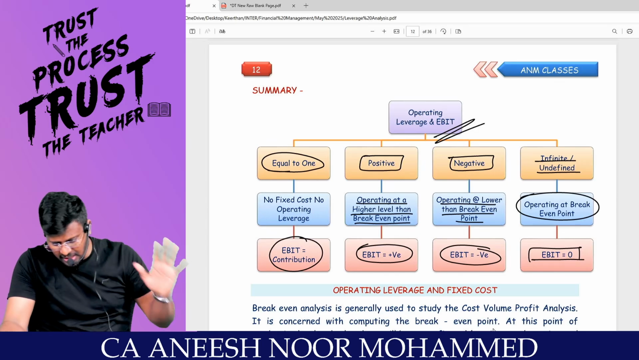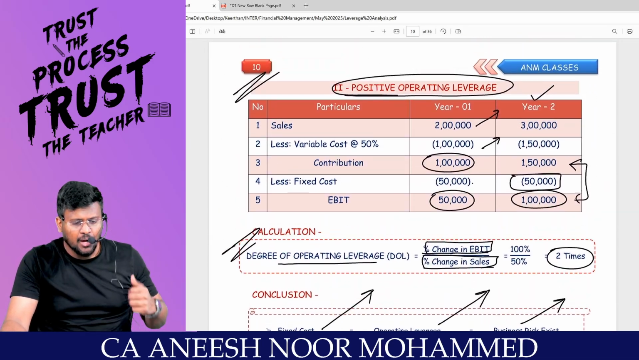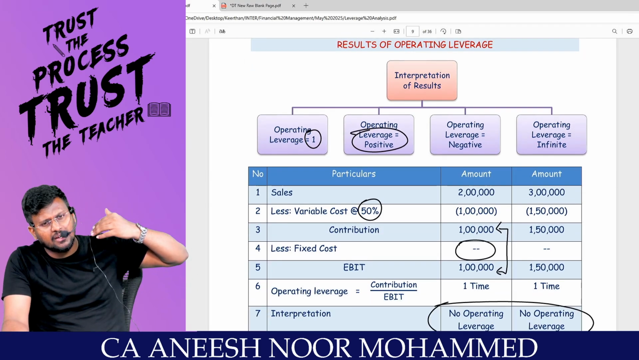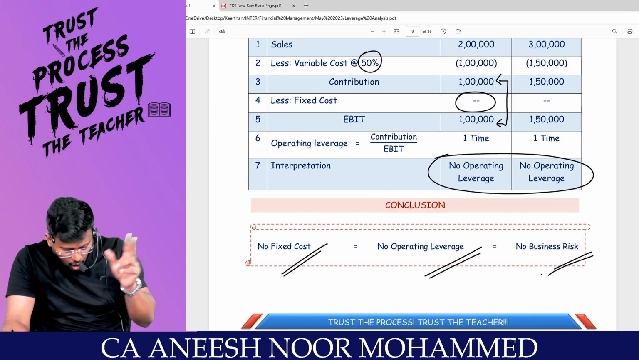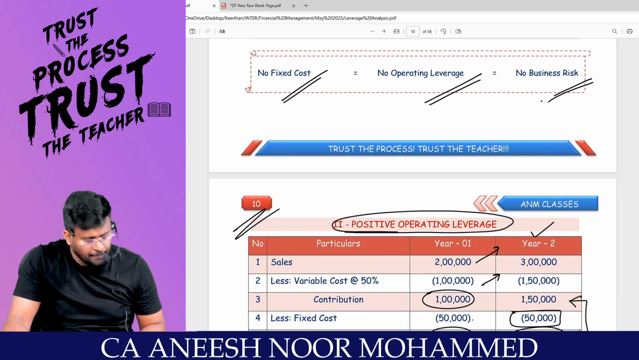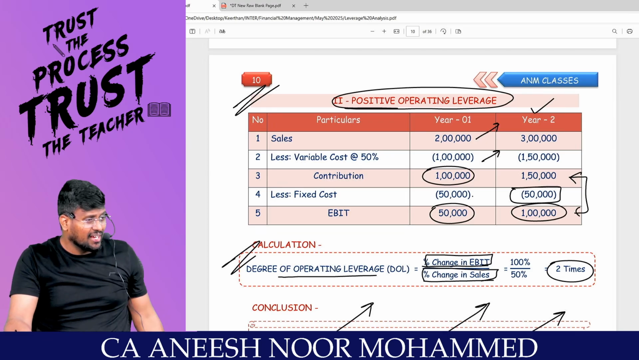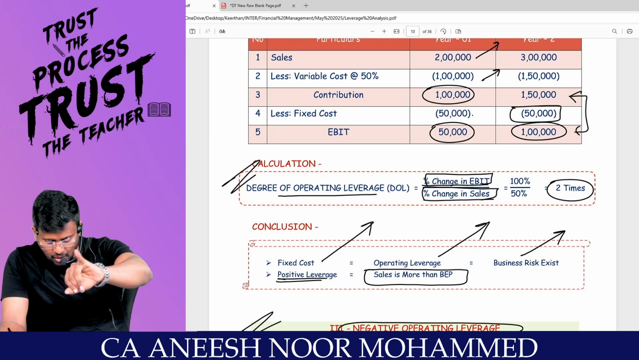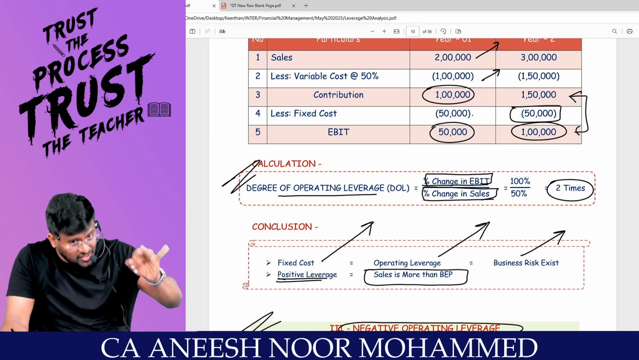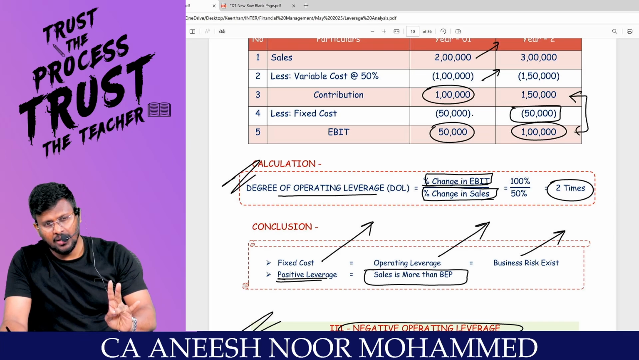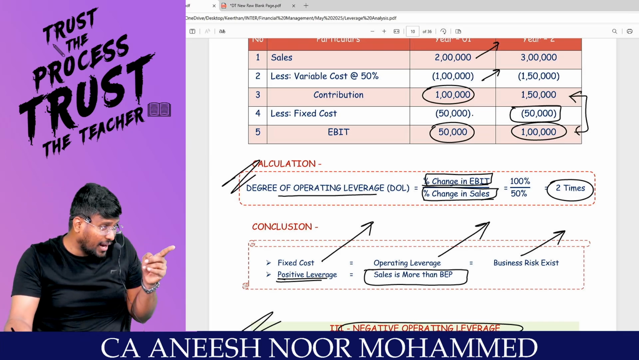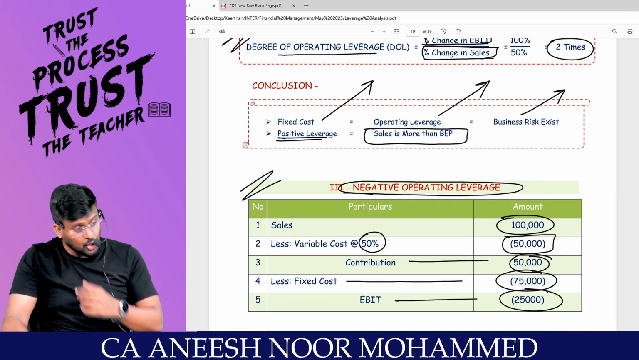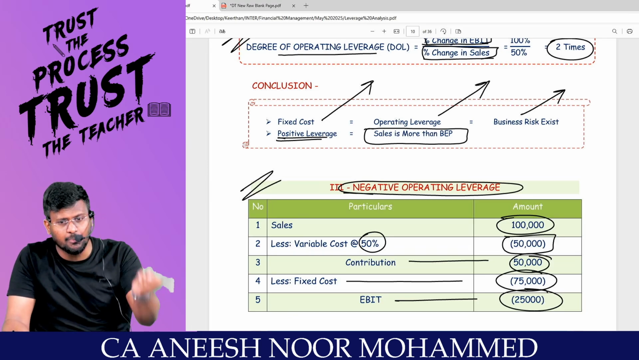After finding this out, some people will come and say that my operating leverage is exactly equal to 1. What will you understand from that? There is no fixed cost, hence there is no operating leverage, hence there is no business risk. Comfortable? Someone may say, sir, my result is positive, I am having positive operating leverage. Then you will say that you are having fixed cost, that is why you are having operating leverage, and that's why you are having business risk. Since you are having positive leverage, your sales is more than the break-even point. Comfortable? Because only a person whose sales is more than the break-even point will be having positive leverage.